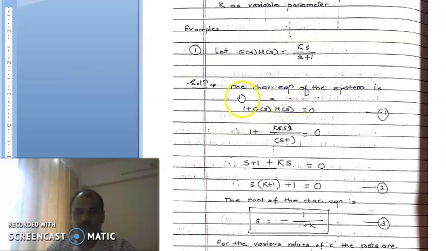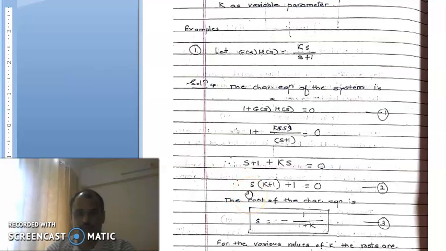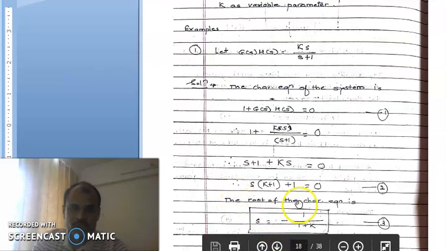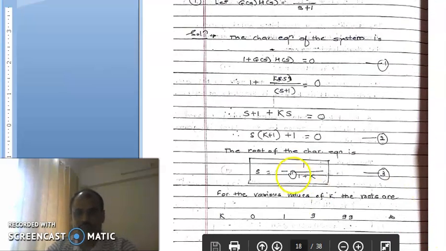So let us start the procedure. Get the characteristic equation of the closed loop system. As we readily have G of s H of s given in the statement, after substitution and simplifying, we will have the characteristic equation in this form: s into K plus 1 equals 0. When you rearrange this equation for s, you will have this simplified expression.